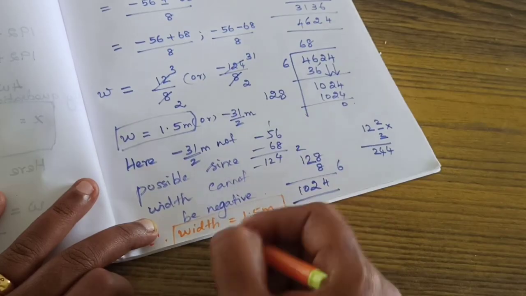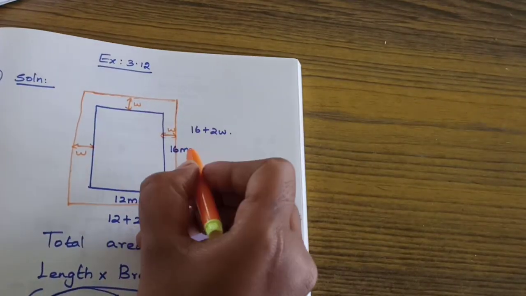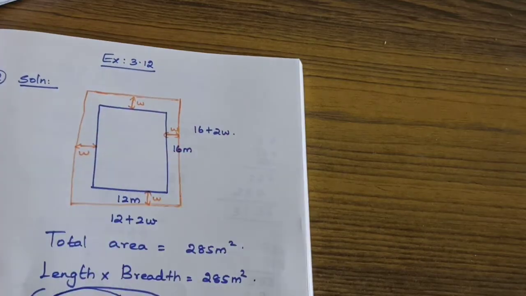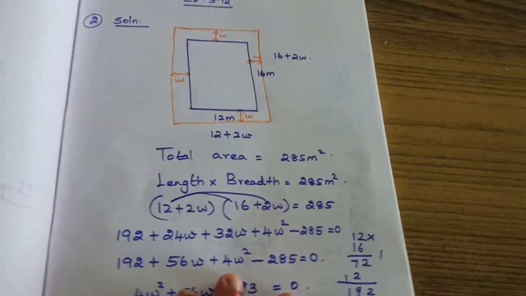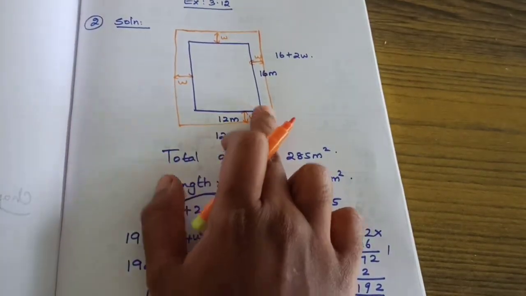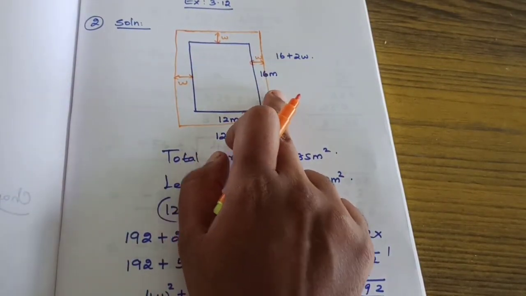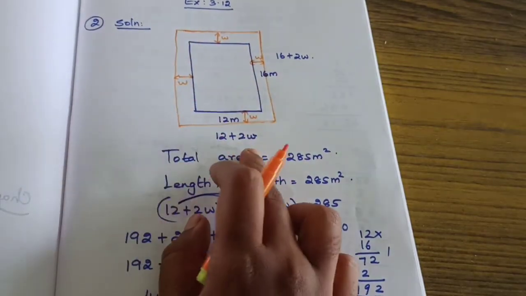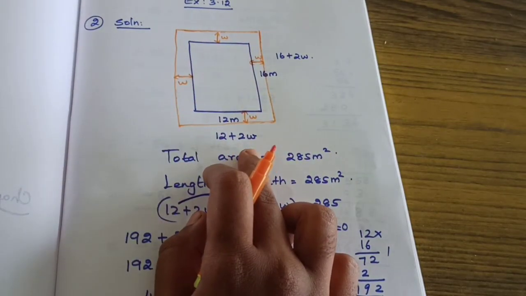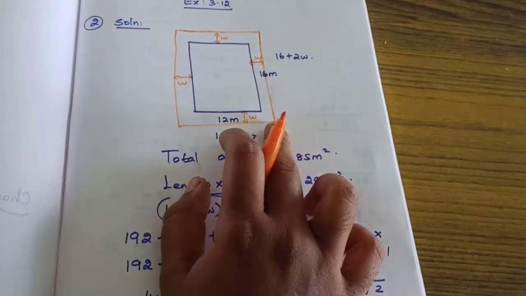Width means width of the pathway. The pathway's width, this width. This W, no, this is 1.5 meter. Got it? So once again, recollect this question. First they given a rectangular garden. The length is 12 meter and the breadth is 16 meter. And here they constructed a pedestrian pathway all around the rectangular garden.